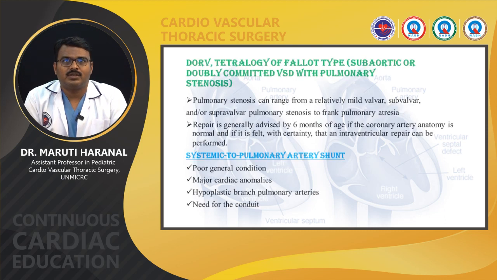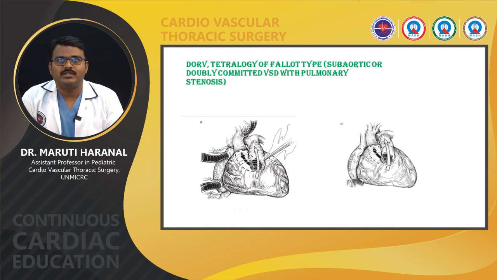In patients with Fallot type, pulmonary stenosis can range from a relatively mild valvar, subvalvar or supravalvar stenosis to frank pulmonary atresia. Repair is generally advised by 6 months of age if the coronary artery anatomy is normal and if it is felt with certainty that an intraventricular repair can be performed. In patients with poor general condition, major cardiac anomalies, hypoplastic branch pulmonary arteries and need for a conduit, a systemic to pulmonary artery shunt can be performed before definitive surgery. The surgical principles remain the same.